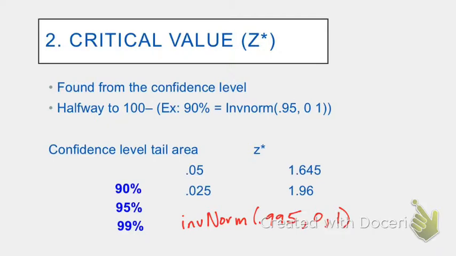But yeah, why is it 0.995? Because it's halfway to one. Oh, mine doesn't have 98 on it, but yours does. So for the 98, you would put in 0.99. And then for 99, you'd put in 0.995.